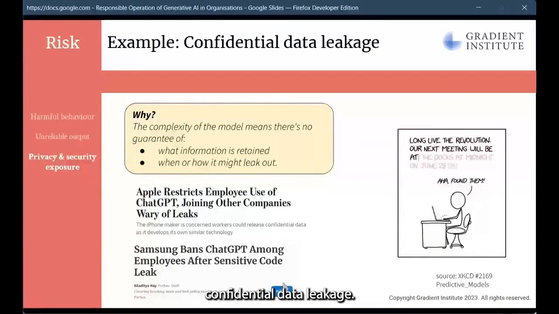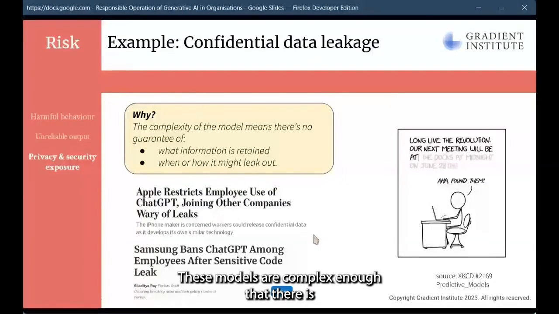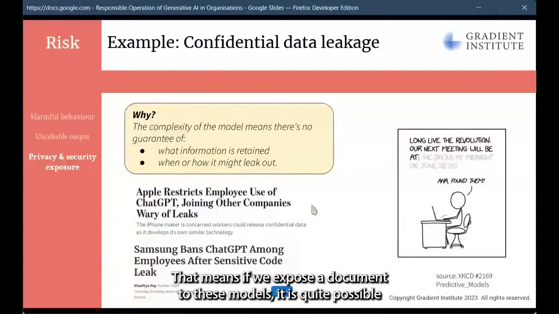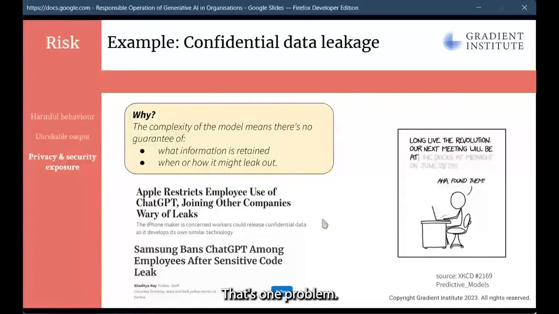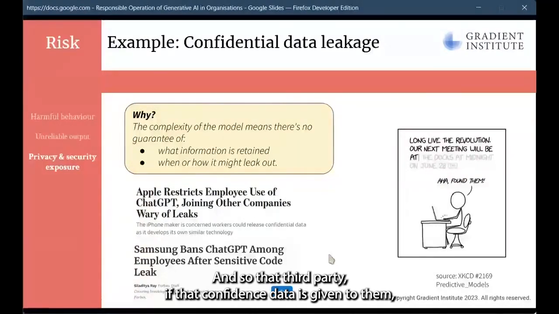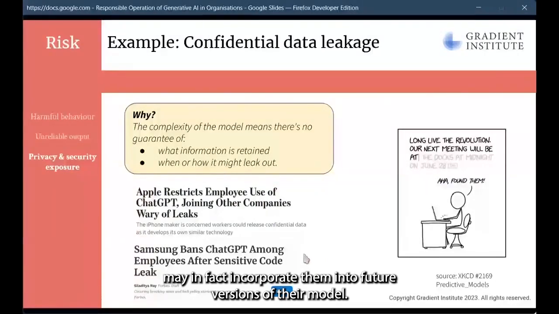Next, we have confidential data leakage. These models are complex enough that there is a significant degree of memorization going on in the training set. That means if we expose a document to these models, it is quite possible that specific information that is in those documents is retained. That's one problem. It's exacerbated by the fact that these models are often hosted by third parties, and so that third party, if that confidential data is given to them, may in fact incorporate it into future versions of their model.